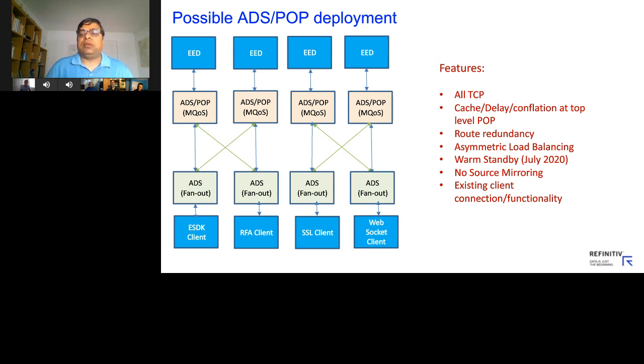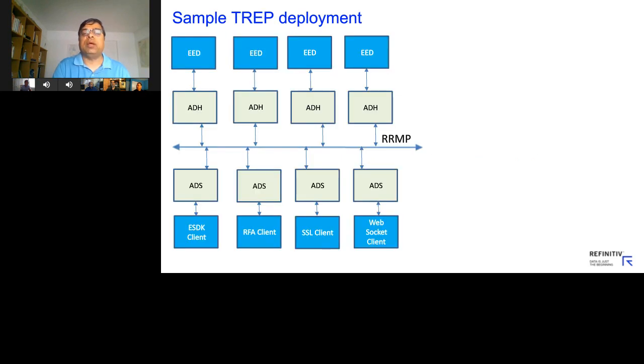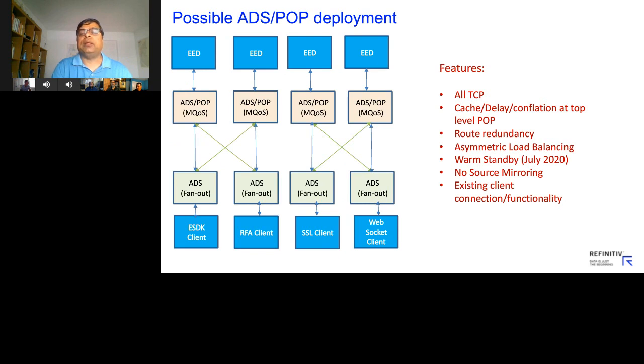asymmetric load balancing, warm standby, all the functionality we can do at the top. And at the bottom, we can just use the ADS-POP as the fan-out device. And we may choose not even to cache if we don't have to, because it's just a hop away. The important thing here is it's all TCP, so there is no multicast involved. The warm standby capability is there, so that can be leveraged for providing redundancy.